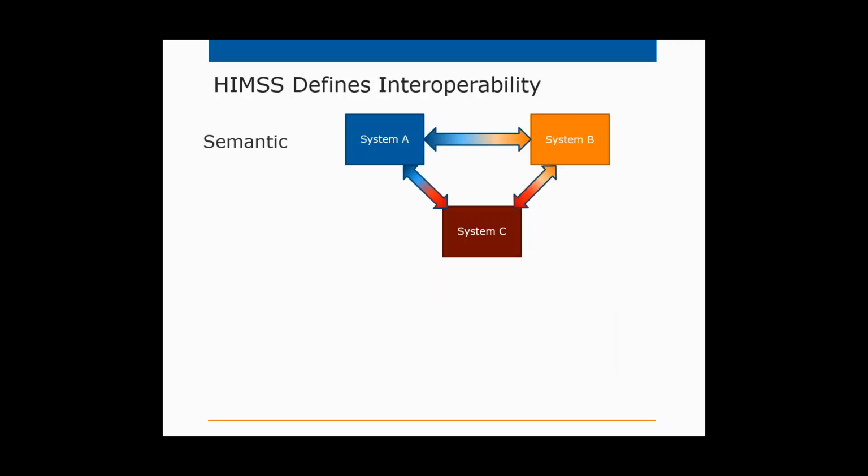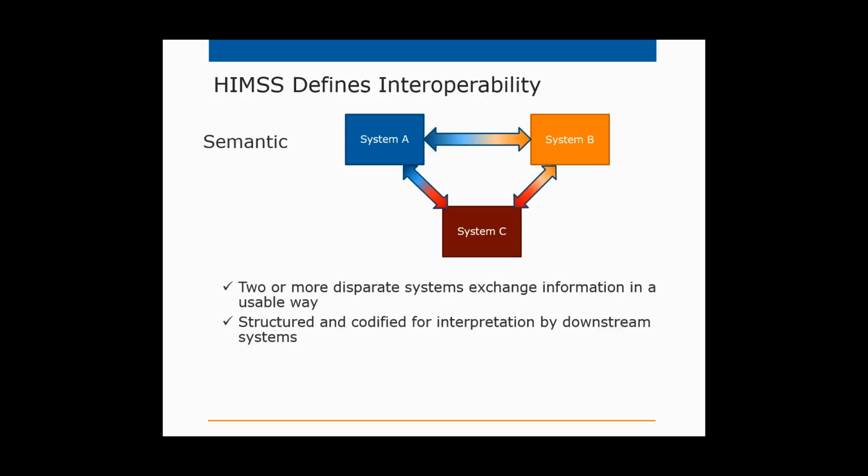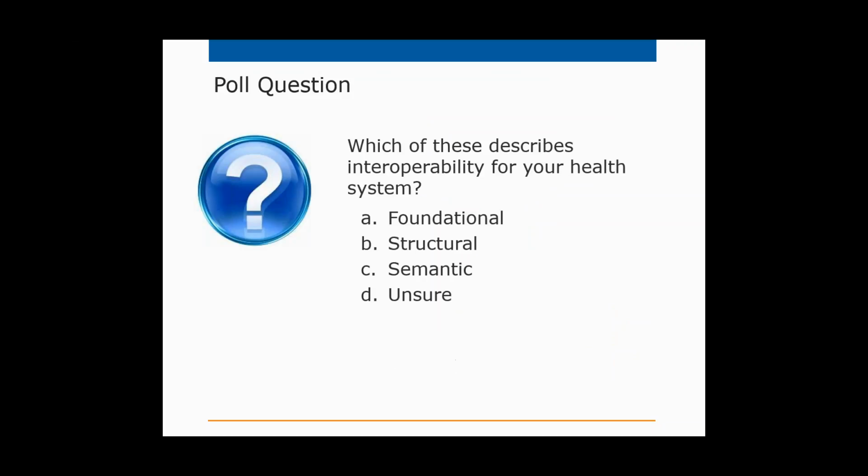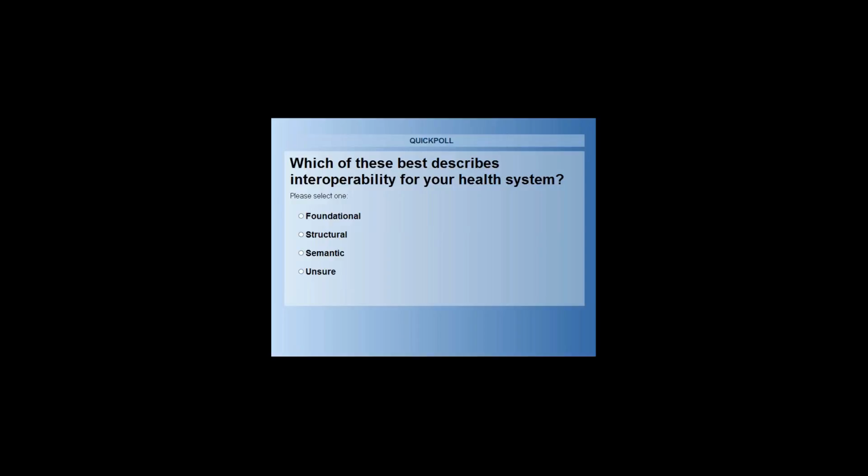And then we get into semantic, where you're sharing with more than one system and really able to support all those disparate systems sharing information. So I do have a poll question for you, and I'm wondering which of these describes interoperability for your health system. Is it foundational, structural, semantic, or are you unsure?